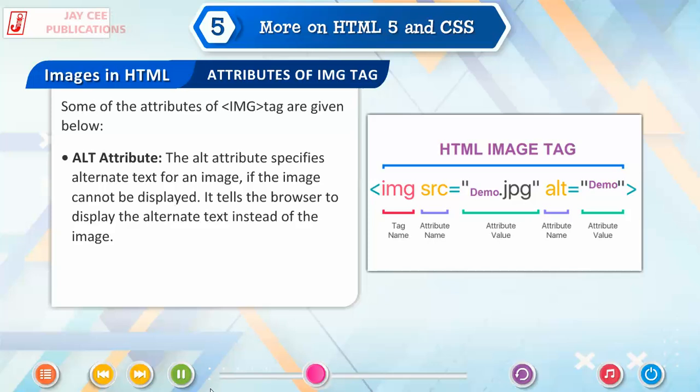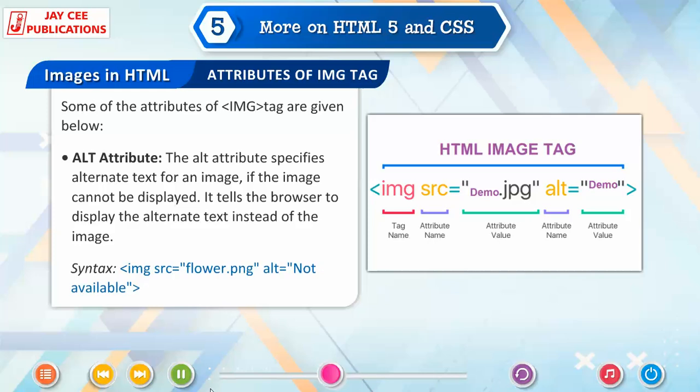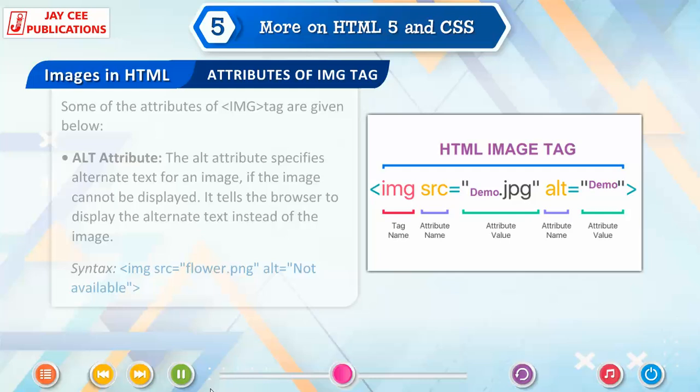Alt attribute. The alt attribute specifies alternate text for an image. If the image cannot be displayed, it tells the browser to display the alternate text instead of the image. Syntax: in angular bracket, IMG src is equal to flower.png in double quote, alt is equal to not available in double quote.